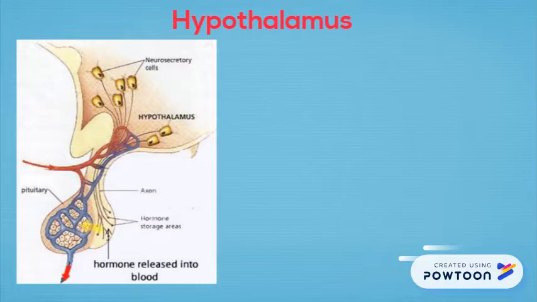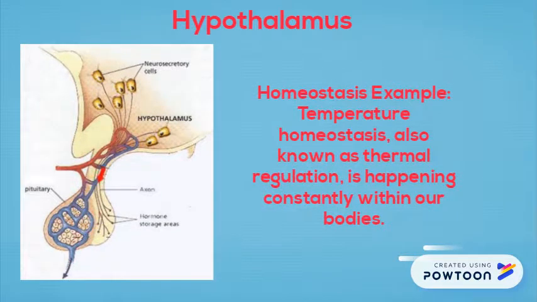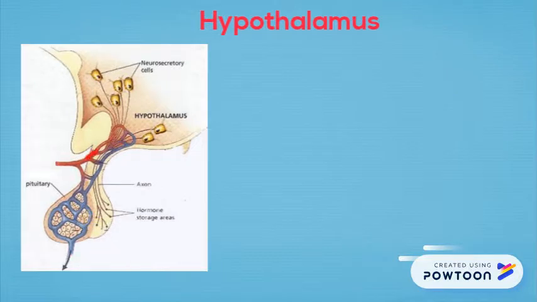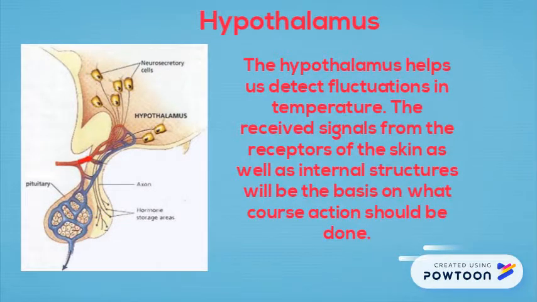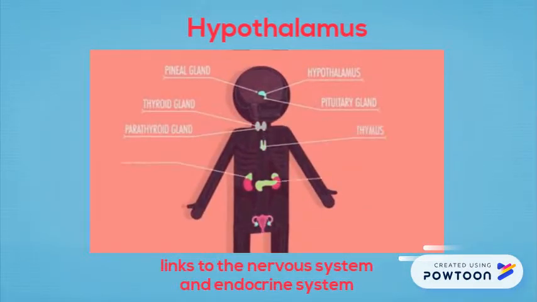Temperature homeostasis, also known as thermal regulation, is happening constantly within our bodies. A section of our brain known as the hypothalamus helps us detect fluctuations in temperature. The signals received from the receptors of the skin as well as the internal structures will be the basis on what course of action should be taken. The hypothalamus links the nervous system, where the receptors are, to the endocrine system, a collection of hormone-secreting glands.